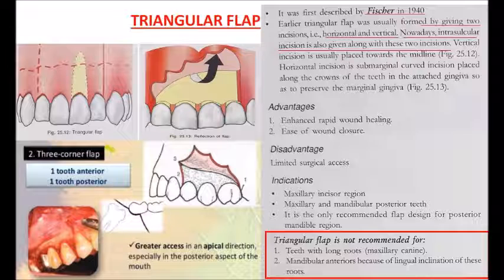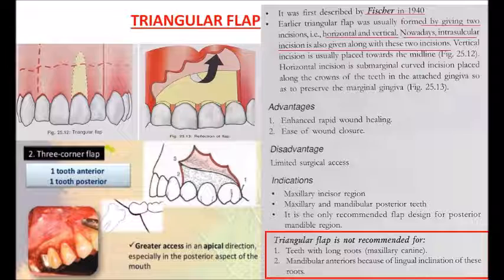It was described by Fisher in 1940. It is formed by giving only 2 incisions, one horizontal and one vertical. On the right hand side of the second picture, one vertical incision is given, and the other one is an intrasulcular incision. Nowadays the intrasulcular incision is also given along with these incisions. The advantages are enhanced rapid wound healing and ease of wound closure.